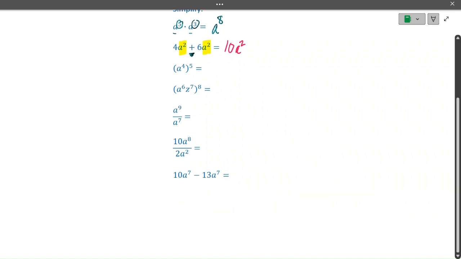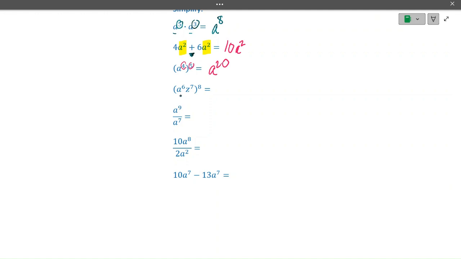Our next problem is a power on power rule problem. We have a to the fourth raised to the fifth. This means that we are essentially multiplying a to the fourth by itself 5 times. The shortcut here is we multiply our exponents and we get a to the power of 20.